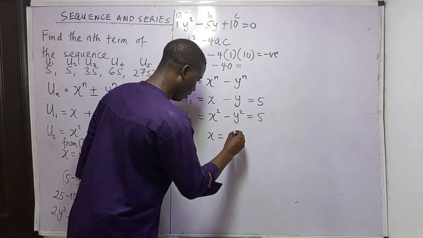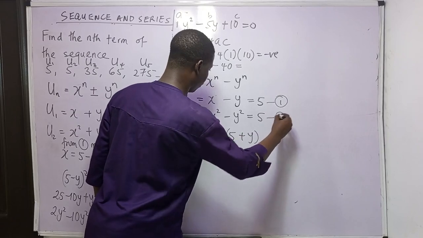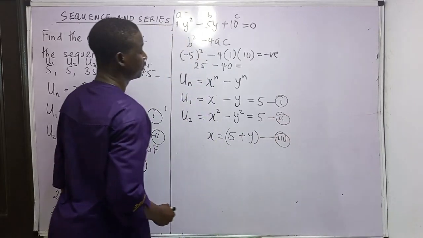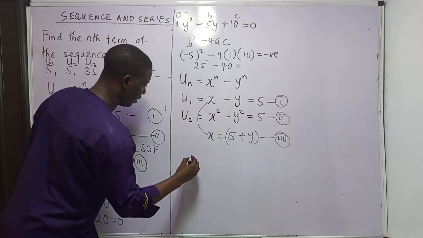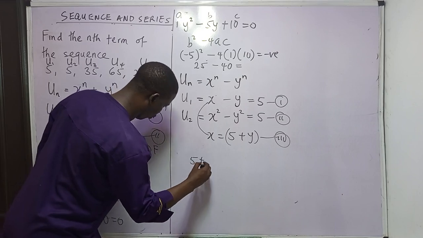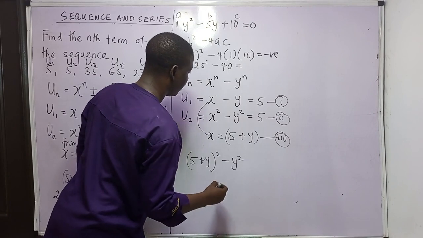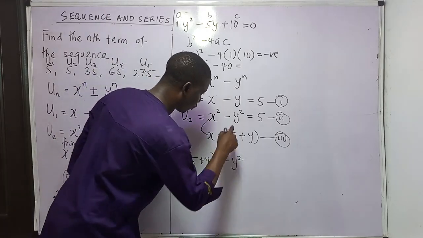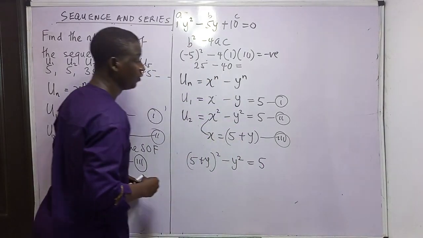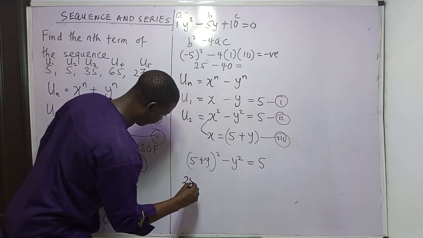x equals 5 plus y, which is equation 3, and the other is equation 2. Now let's put it inside equation 2. Substitute this one here: 5 plus y all squared minus y squared equal to 5. So what do we do now? We open the bracket. 5 squared is 25.